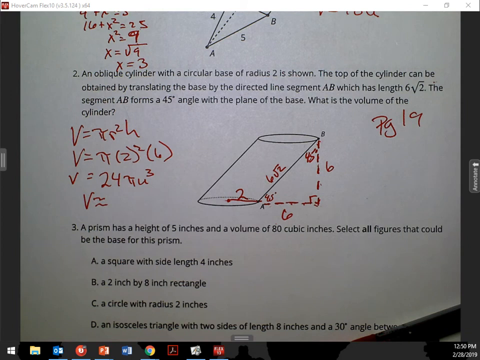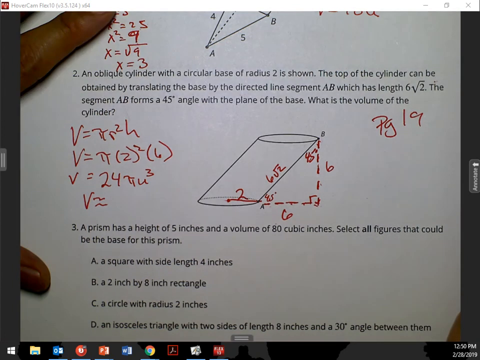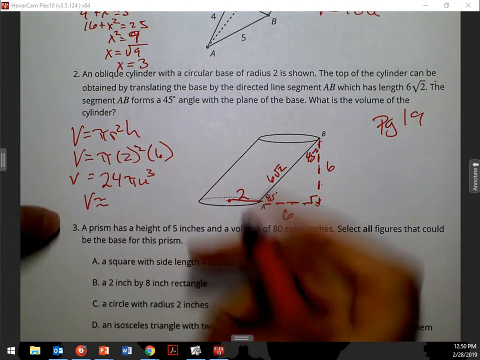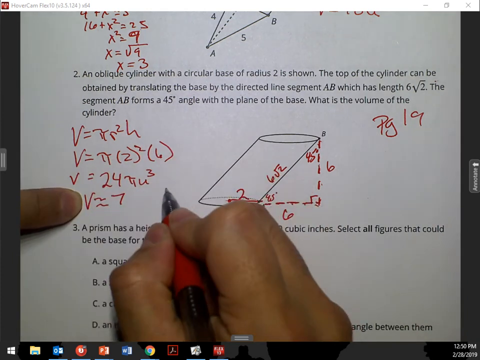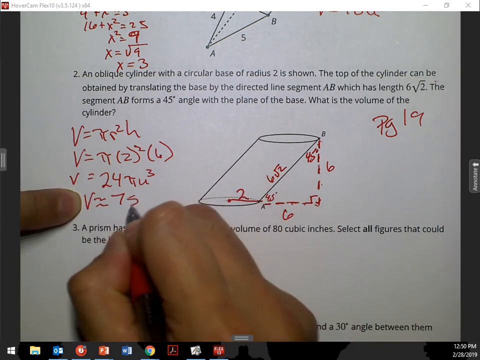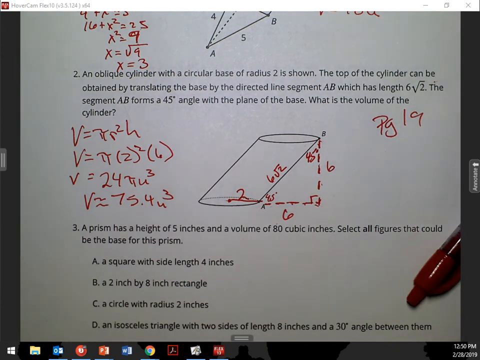You got it now? No, above. Oh, dang it, missed. Okay. It's too far over there. So what do we get? 75 point what? No. 75.4. Okay. There you go. Hey.